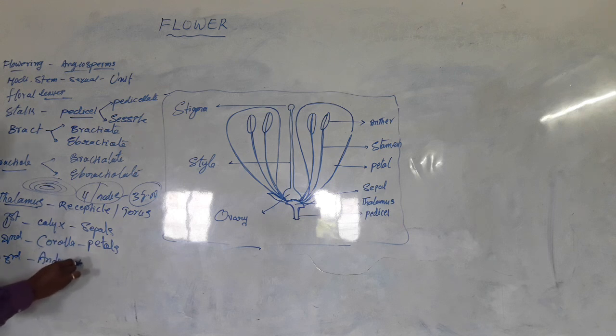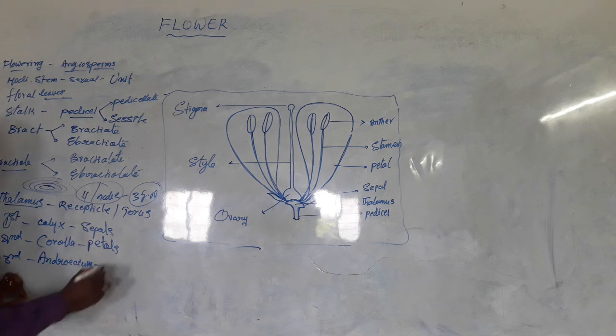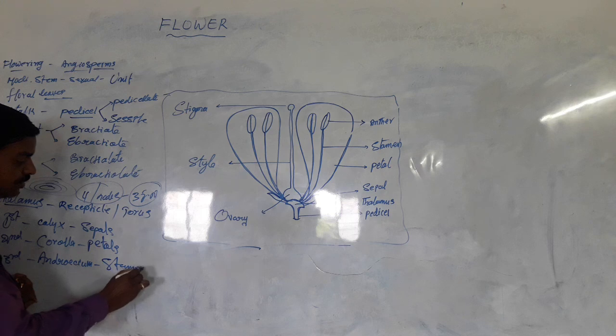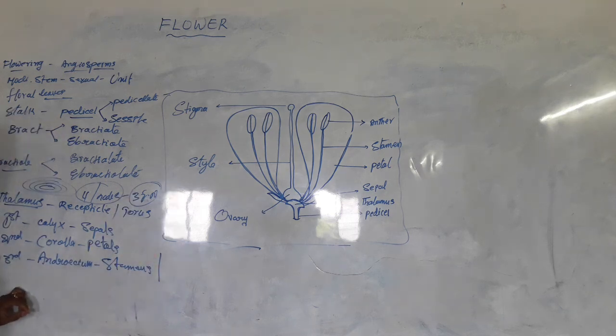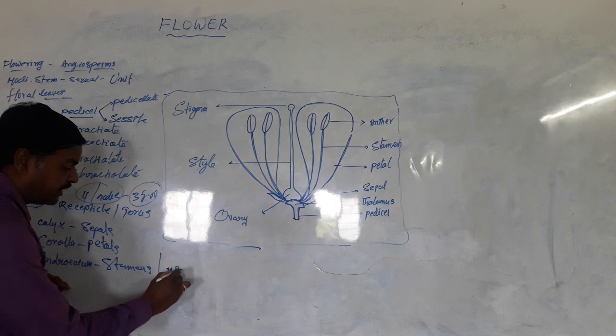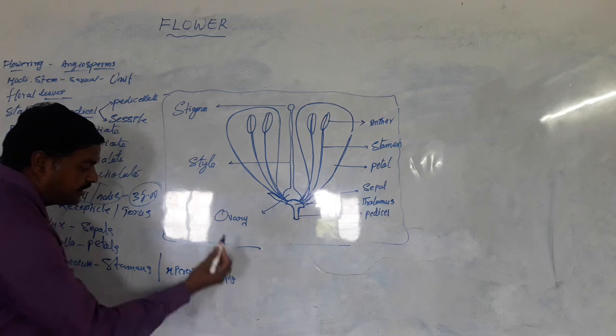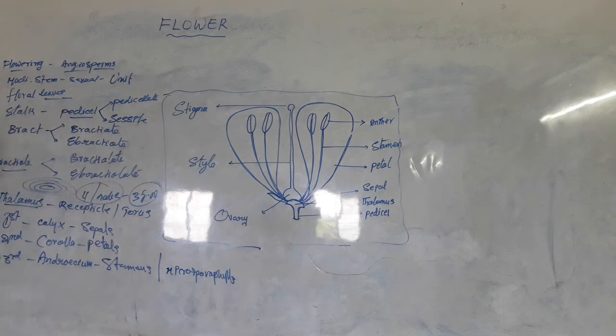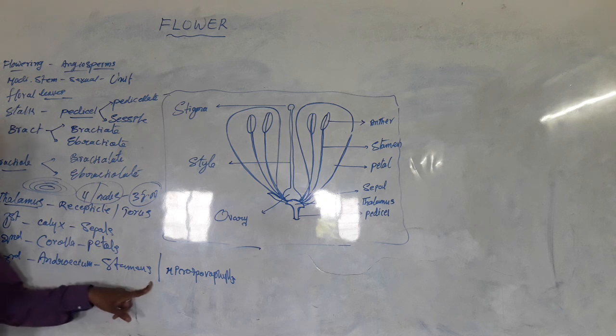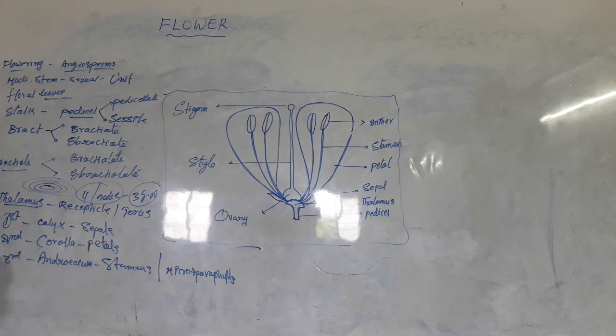At the same time, the third circle is androecium. The third circle of thalamus is called androecium. Modified leaves present in this circle are called stamens. These stamens are also called microsporophylls. Phylls means leaves. Microsporophylls are stamens. This androecium is considered as the male sexual organ of a flower.